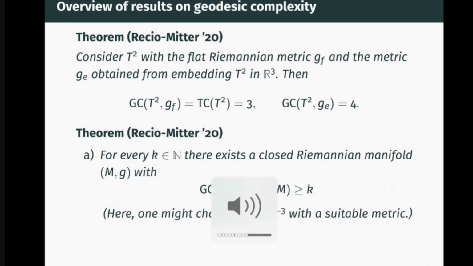I found it quite surprising that you can make simple spaces very complicated. Is this sort of a generic thing? Like, if you take a random metric, then the geodesic complexity gets very big because the cut locus gets very complicated?